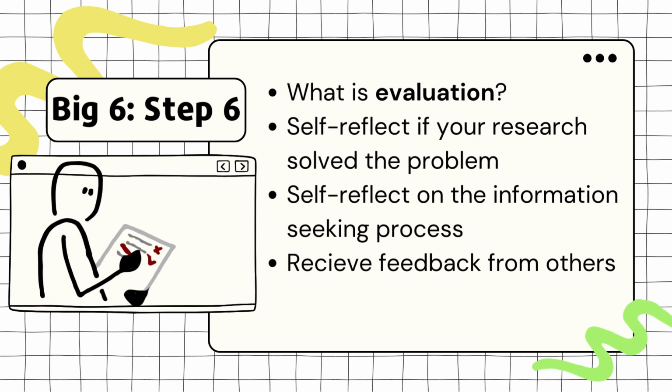And step 6, what is evaluation? Once you've created your product, you're going to self-reflect. Did your research solve the problem? You're also going to self-reflect on the information seeking process. How was it when you looked for information? Was it easy? Was it hard? Did you need a lot of help? I want you to think about the process in finding information and the information that you chose. And then also receive feedback from others. What do others think of your presentation or your product?